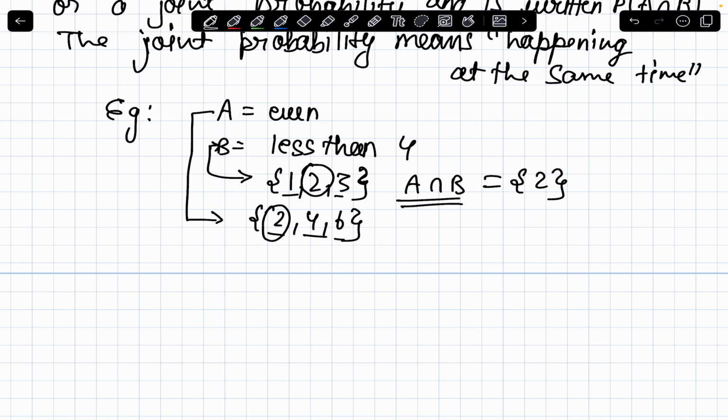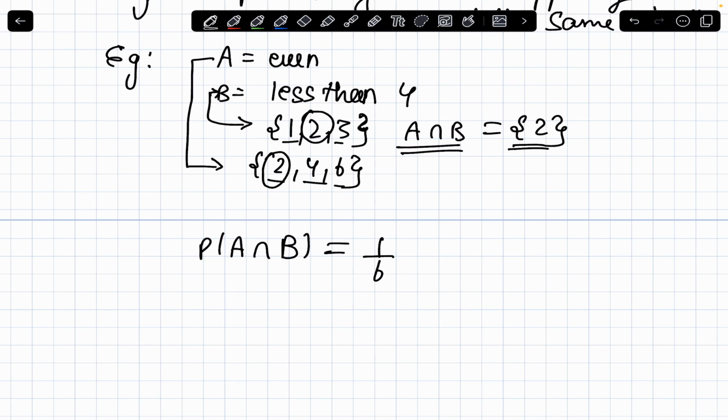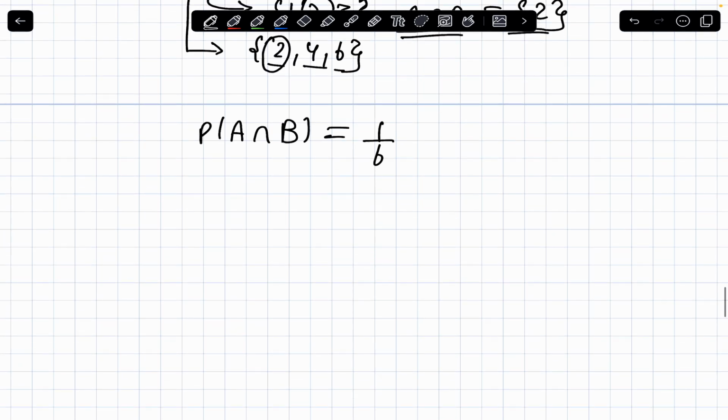Now what is the probability of A intersection B? It is nothing but 1 by 6. A intersection B means getting the probability of 2, which is 1 by 6. It's that simple. So the joint probability tells us the probability of events happening at the same time. Happening at the same time means the intersection of both sets. What are the common outcomes in both sets that will come at once?